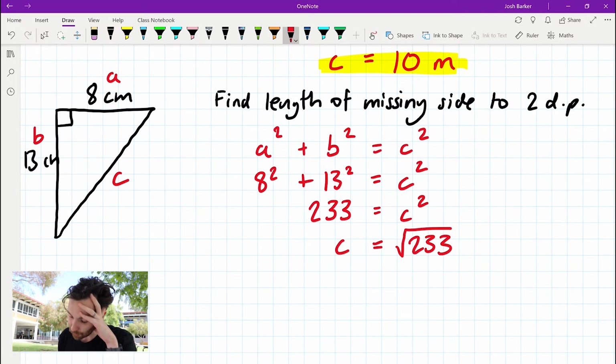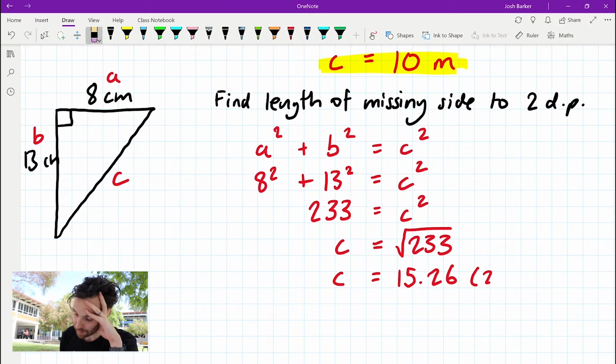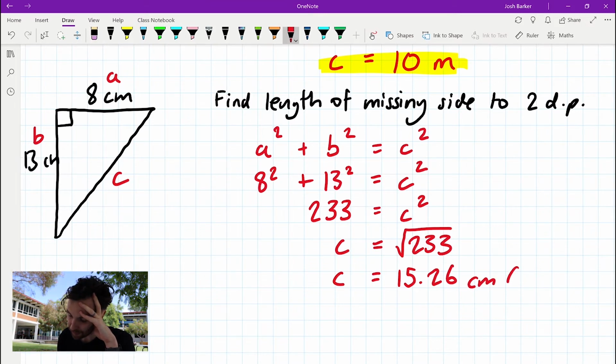Now this one is a little different, because you're not always going to get a nice round answer. The answer for this one is 15.26 when you round it to 2 decimal places. Make sure you put your units in there as well. So 15.26 centimeters to 2 decimal places.